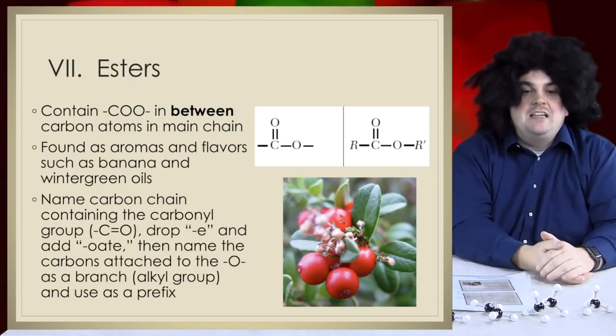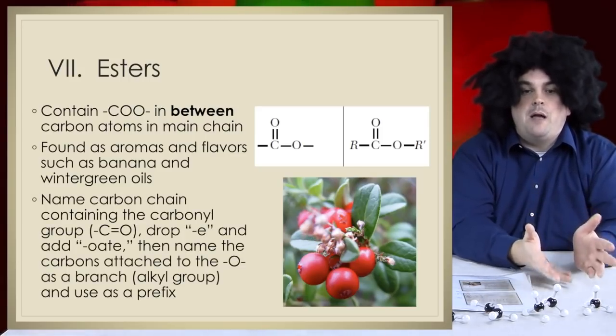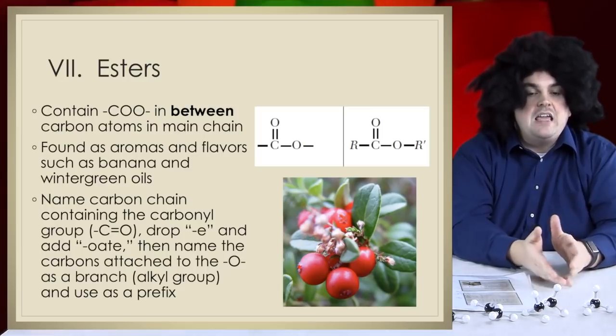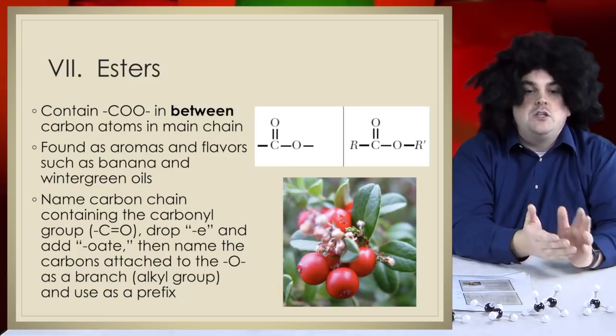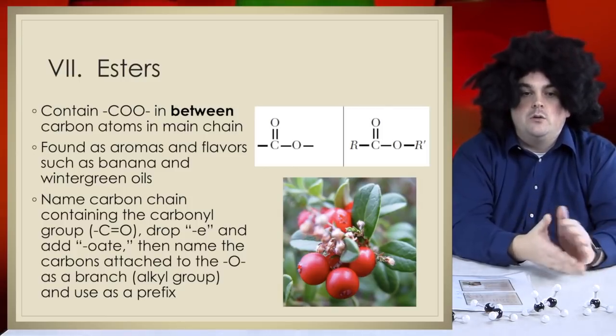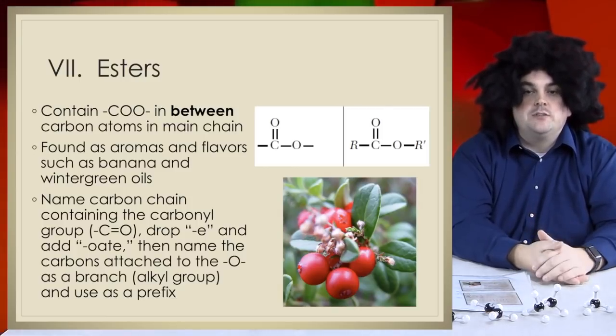Name the carbon chain containing the carbonyl group, C double bonded to O, drop the E, and add OATE. Then name the carbons attached to the O as a branch, an alkyl group, and use as a prefix.